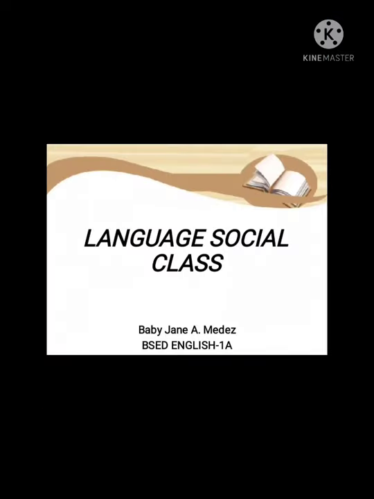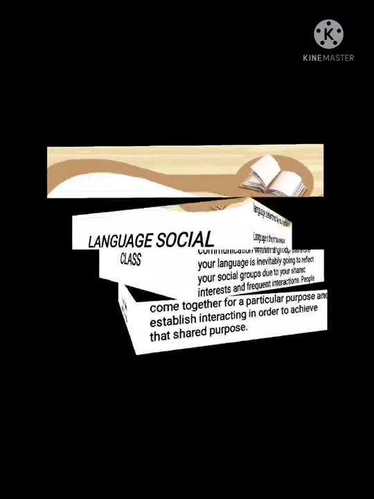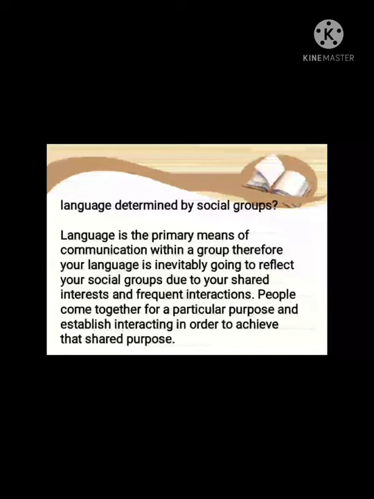Medas from BSE English 1A, and for today I'm going to discuss all about language and social class. Is language determined by social groups? Yes, because language is the primary means of communication within a group. Therefore, your language is inevitably going to reflect your social groups due to your shared interests and frequent interactions. People come together for a particular purpose and establish interactions in order to achieve that shared purpose.